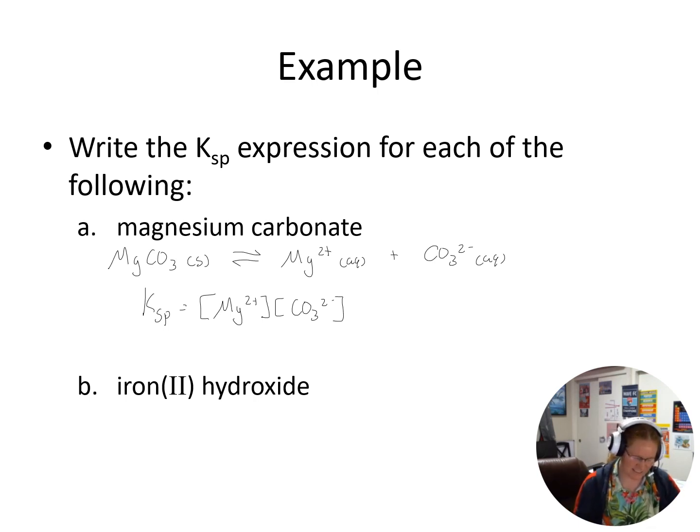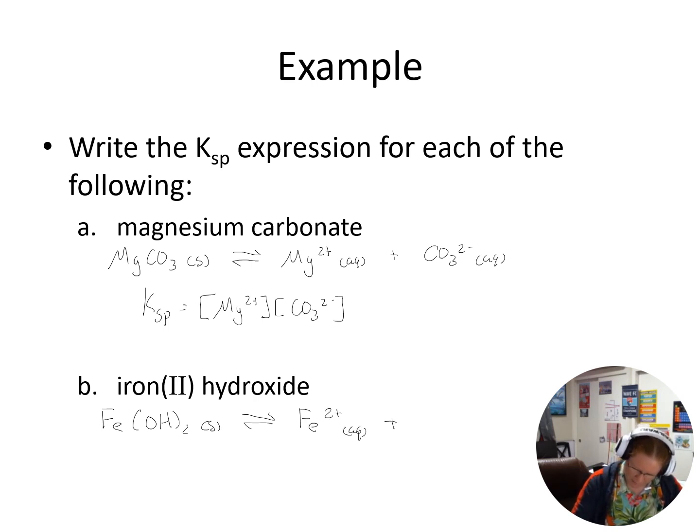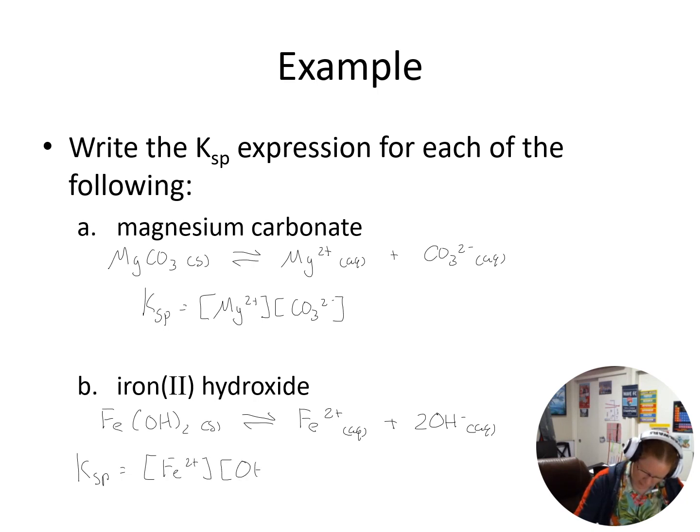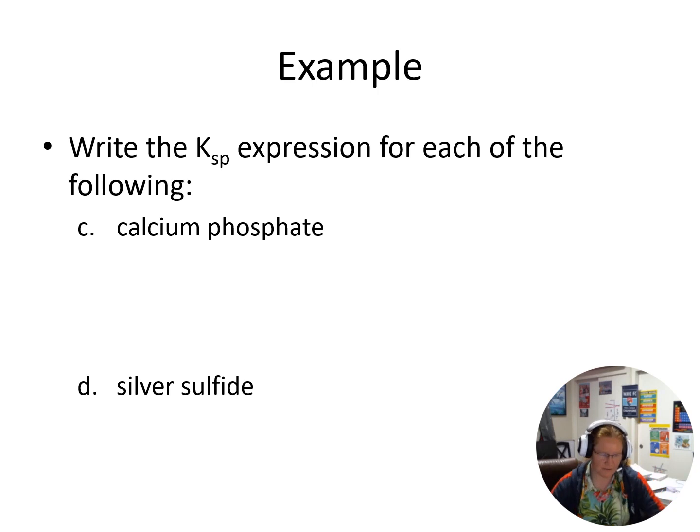Iron 2 hydroxide. Okay, so there's your iron 2 hydroxide. We'll get some iron 2 ions plus 2 hydroxide ions. Okay, again, pure solids don't appear in that expression. So our Ksp, we'll get the iron 2 times that hydroxide. It's got a coefficient of 2 in front of it, so we will square that. Okay? All right, so here's 2 more.